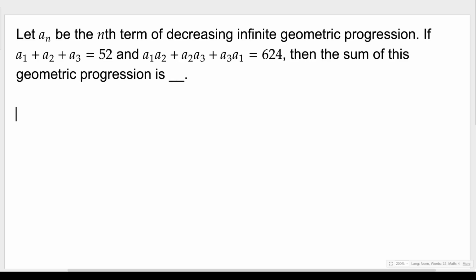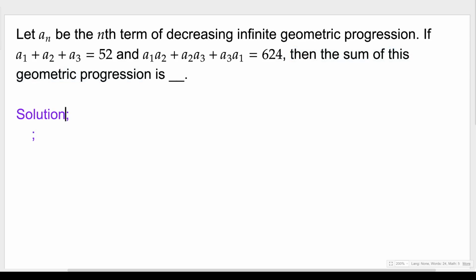Given this problem statement, let a subscript n be the nth term of a decreasing infinite geometric progression. If the sum a1 plus a2 plus a3 is equal to 52, and the product of a1 a2 plus the product of a2 a3 plus the product of a3 a1 is given as 624, then we need to compute the sum of this geometric progression.